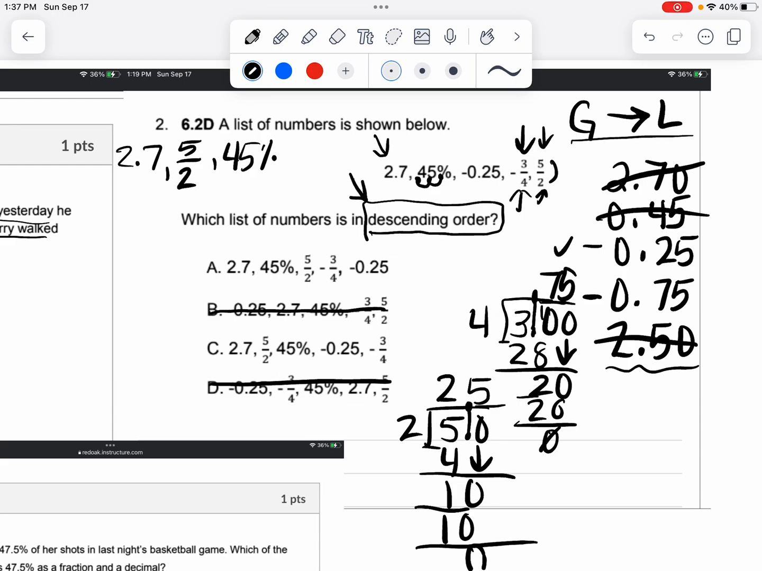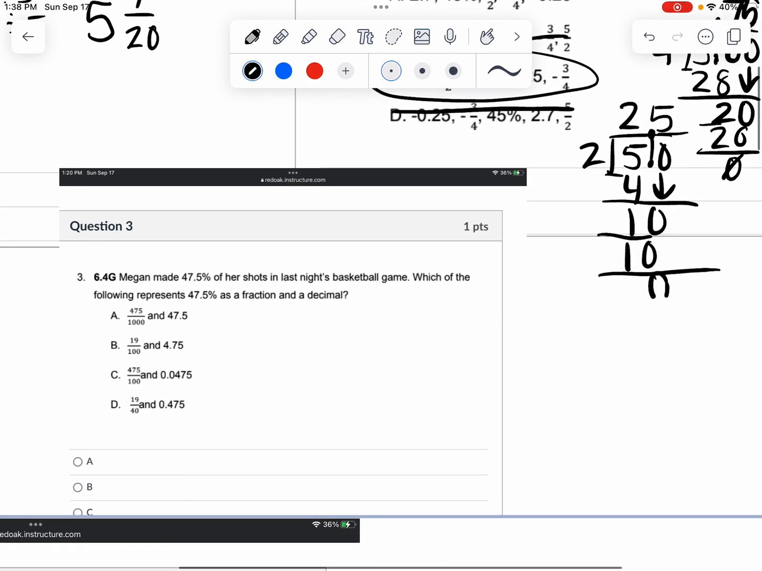And then we are going to have negative 25/100, and then my last one is negative 3/4. So my answer is C. All right, good job, Hawks. Let's go to the next one.